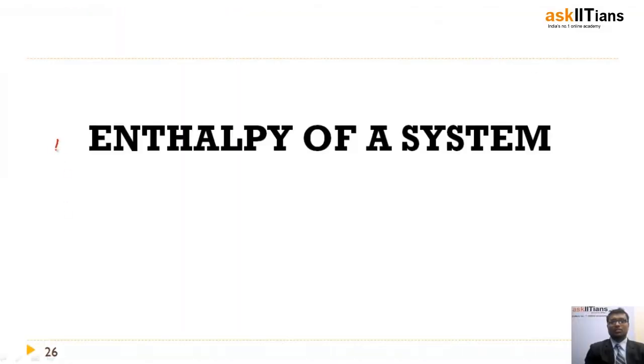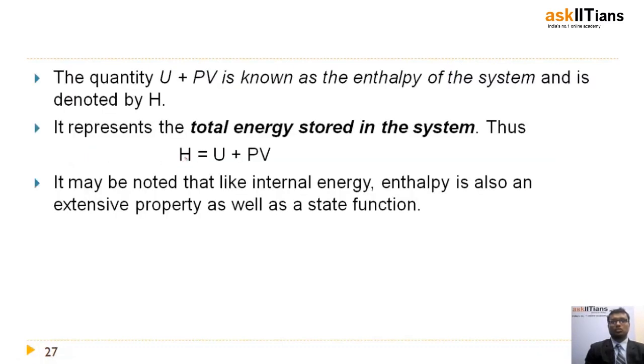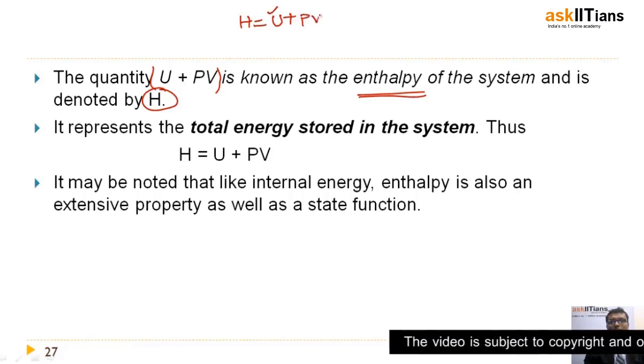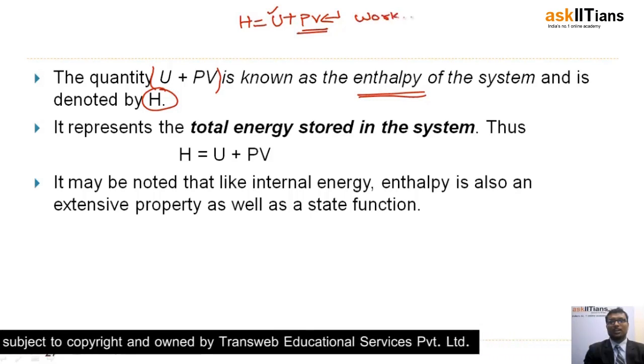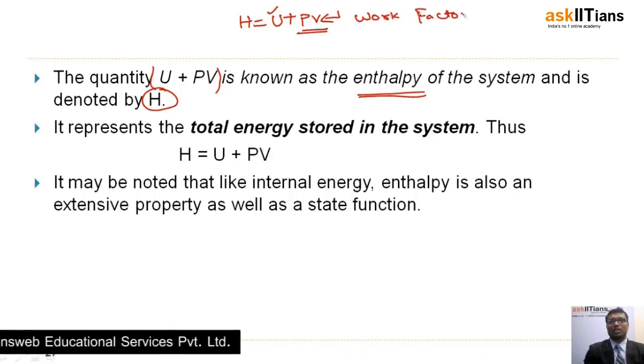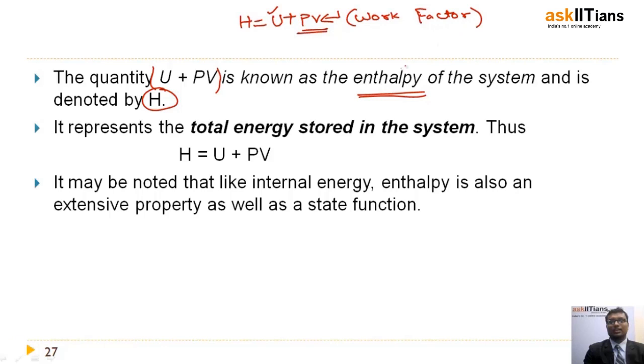In this part, we will discuss another important property, the enthalpy of a system. So, what is enthalpy of a system, friends? The quantity U plus PV is known as the enthalpy of the system, and it is denoted by H. So, enthalpy of a system is actually U, the internal energy, plus PV. What is PV, friends? PV is nothing but the work factor. It gives me an idea about the work done by the system or on the system, right?